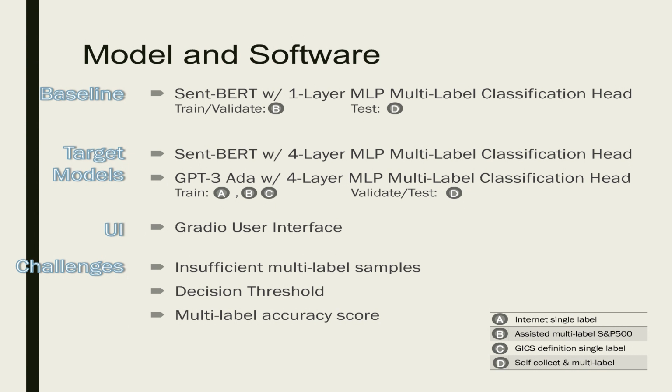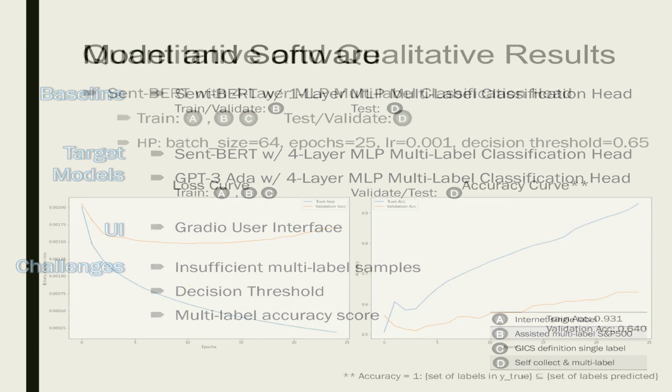We have faced some challenges. There are insufficient multi-label samples on the internet, and it is very hard to label them. And coming to the decision threshold, there are various decision thresholds for the given test data, and that affects the accuracy score calculation. So it is very hard to calculate accuracy on top of that.